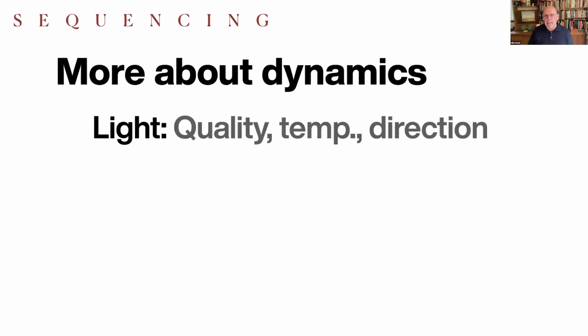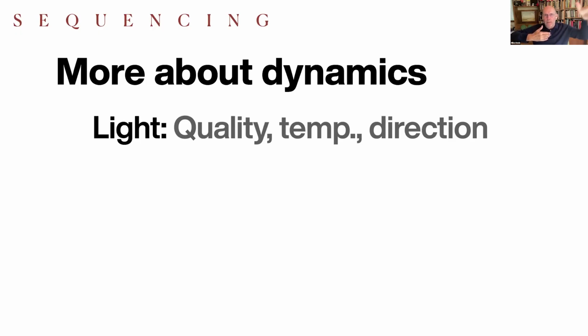So light itself, the qualities that you can play with in sequencing are the quality of the light, the warmth, the cool, and the directionality, the angularity of the light. Your brain reads where light is coming from.